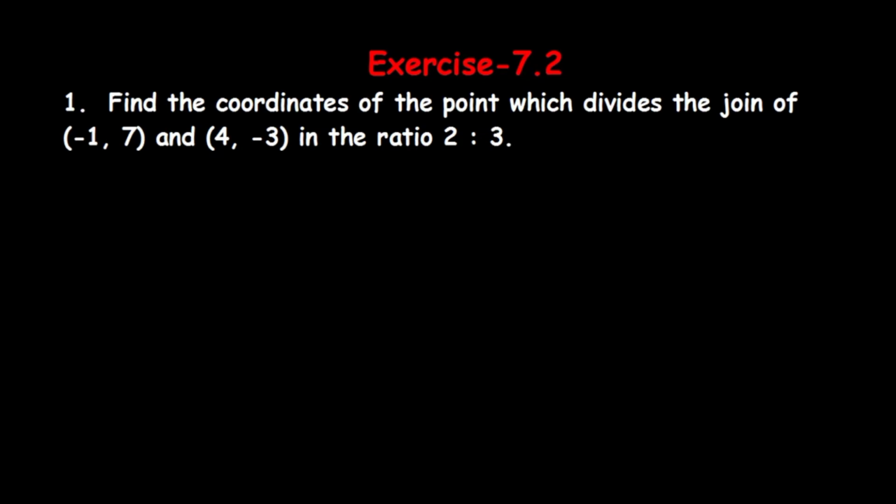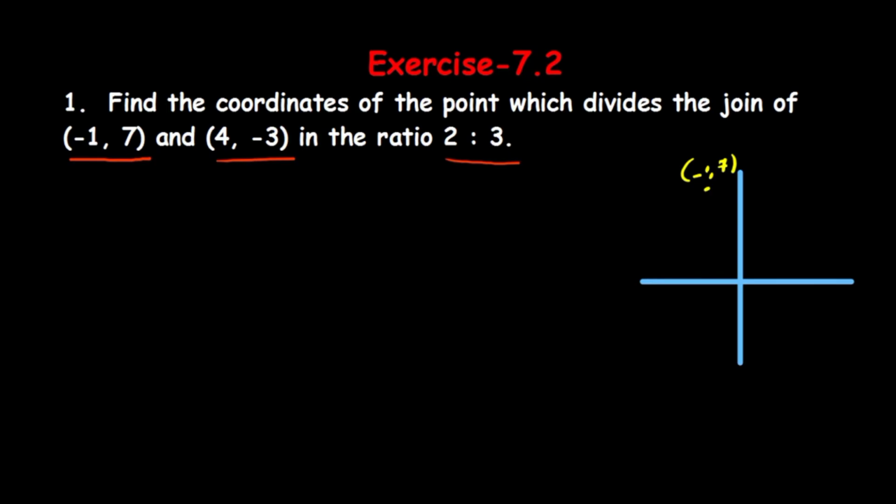Find the coordinate of the point which divides the line joining the 2 points (-1, 7) and (4, -3) in the ratio 2:3. That means, suppose you take the coordinate axes, this is the x-axis and y-axis. So (-1, 7) is a point. It lies here. And one more, (4, -3) is a point. It is here.